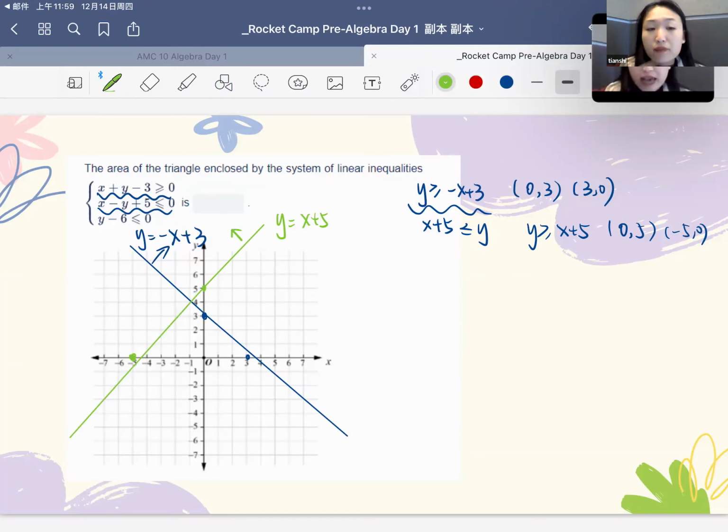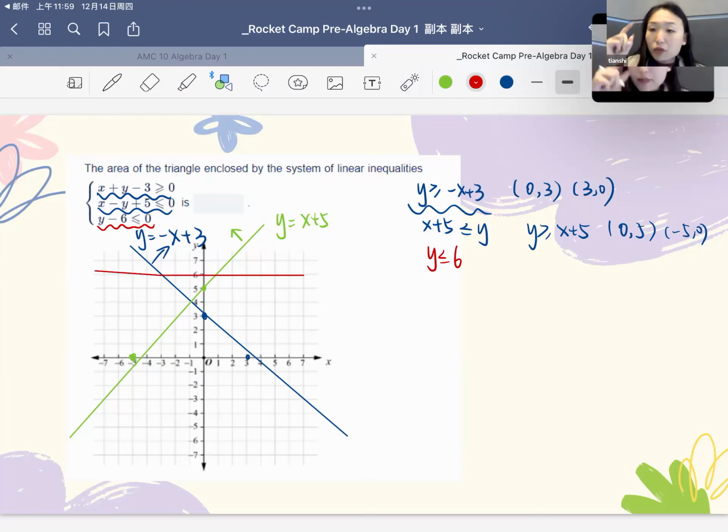And then we just have one more line to go. So y - 6 is smaller or equal to 0. So y is smaller or equal to 6. So this line will just be a straight line here. So y is smaller or equal to 6. Let's draw the line here. So smaller or equal to 6 here.